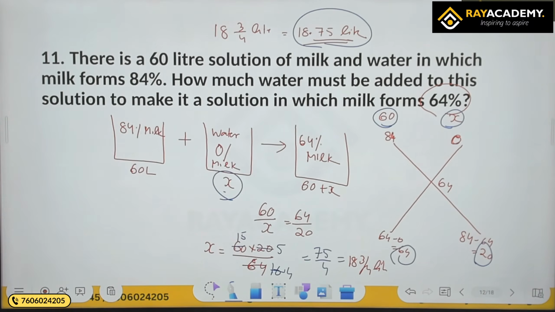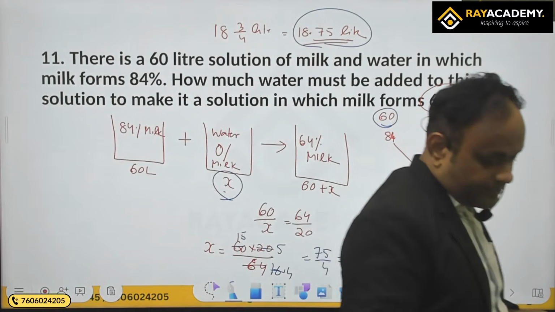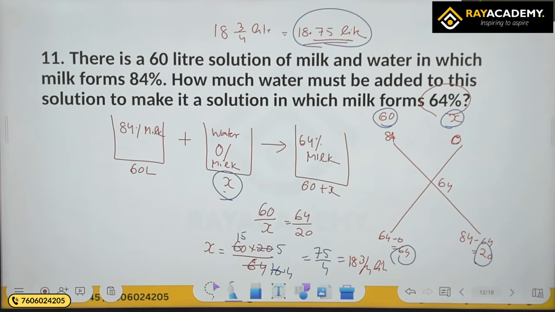If you see from the answers, it is 18 3 by 4. If you do the regular average method, then a lot of calculation will be there, so better we do it by the alligation method. Till now we have discussed many varieties of questions.